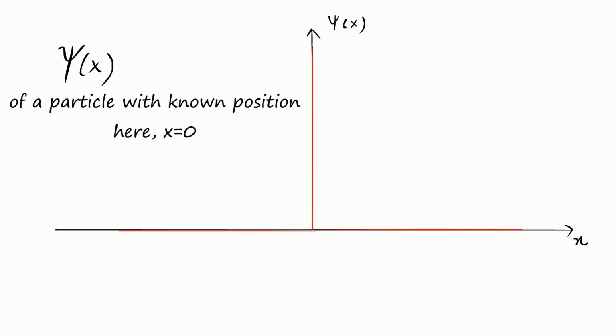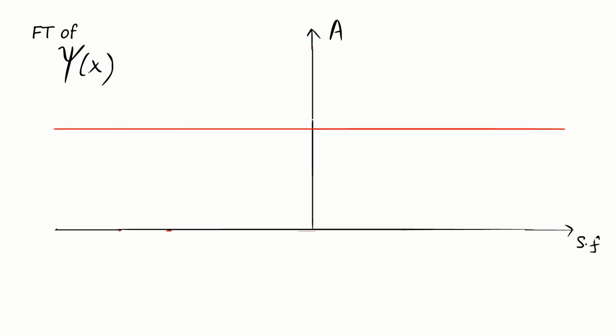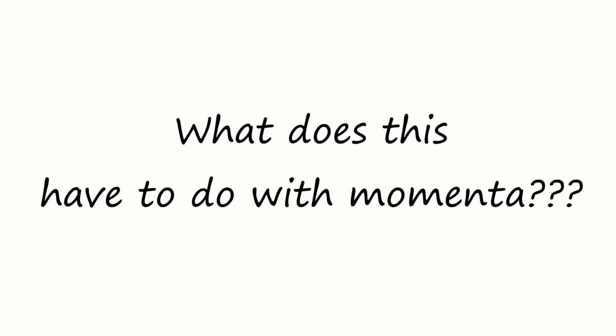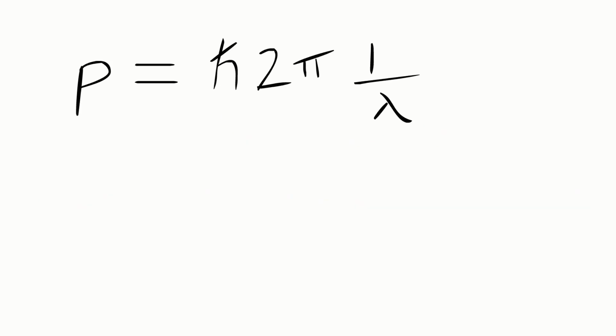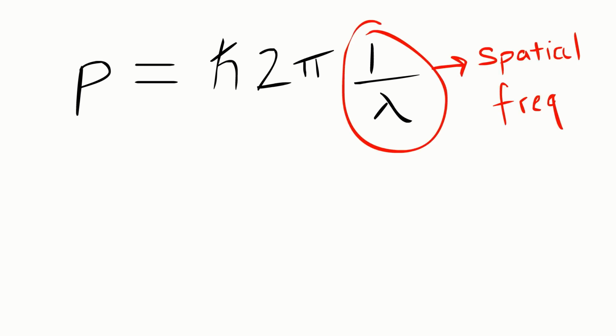A particle with good knowledge of its position is a narrow psi with respect to x. This must necessarily have a Fourier transform that is broad in the spatial frequency. But what does this have to do with momenta? Well, de Broglie's equation: momentum equals h-bar 2π by λ, and 1 by λ is the spatial frequency. So, the momentum is just a scaled version of this Fourier transform. The broadness remains, and so does the uncertainty principle.